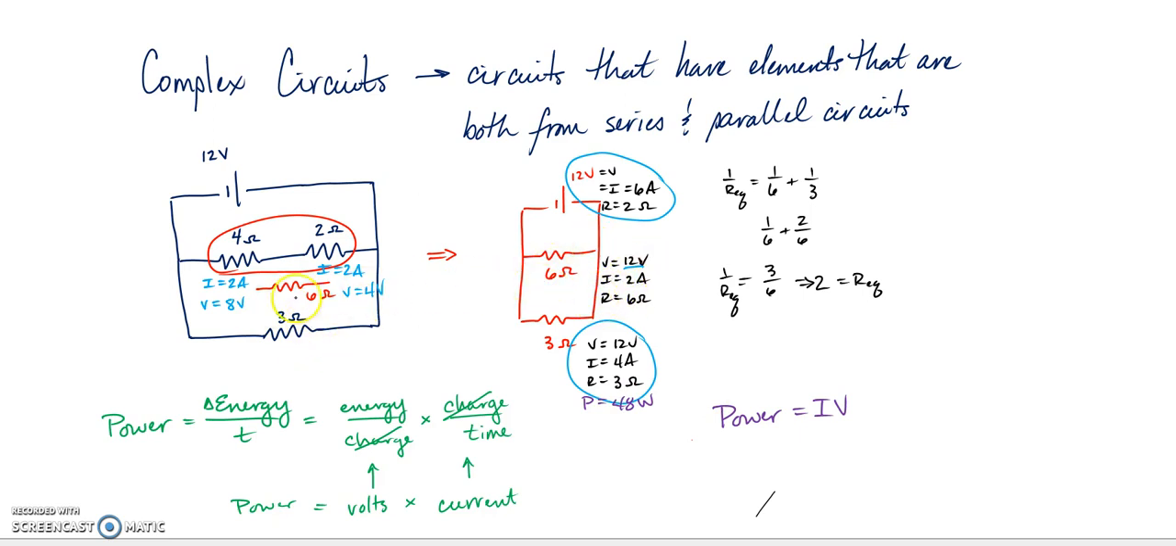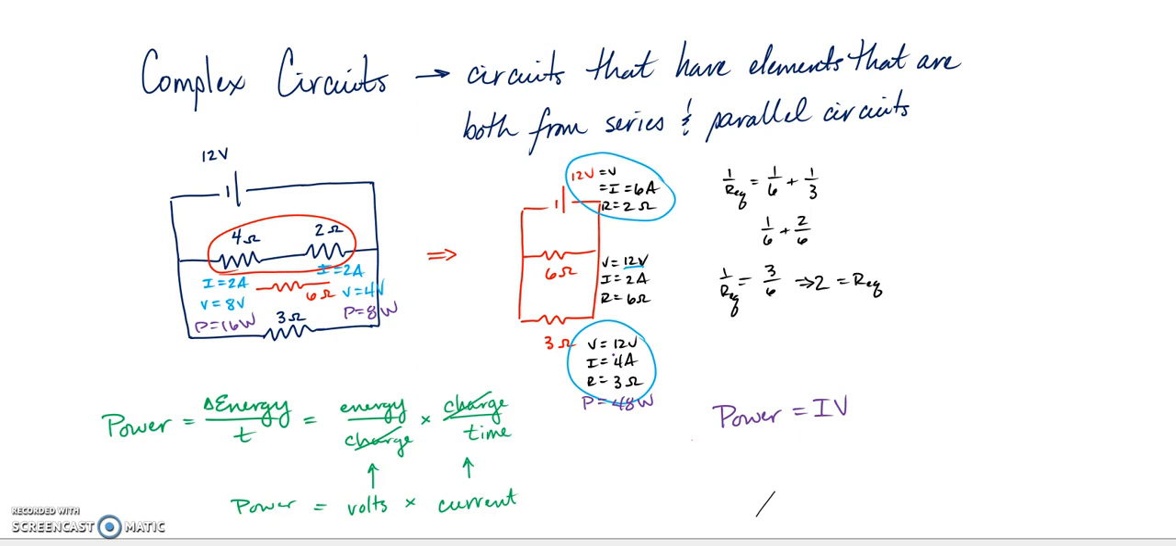And hey, what was your power over here? The 6 total. Or I could break it down. I could say, hey, your power is 8 watts, because it's IV. And your power equals 16 watts. So I could figure out, hey, which is the one that requires the most power? And clearly it is the 3. All right, so you can break it down like so.